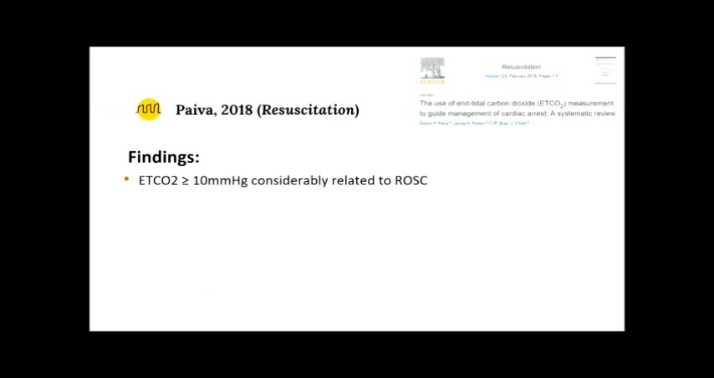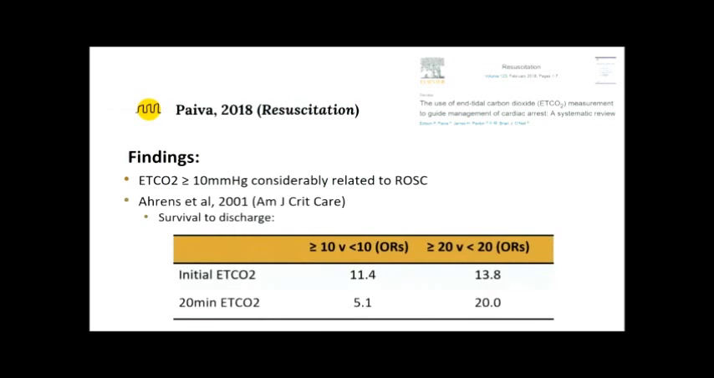So their findings were that an end-tidal CO2 greater than or equal to 10 at various time points was consistently considerably related to ROSC. There was only one paper that commented on survival to discharge. It was the Aaron's trial, and they looked at different time points. So they looked at an initial end-tidal CO2 and a 20-minute end-tidal CO2, and they looked at different CO2 values, so a greater than or less than 10 and a greater than or less than 20.